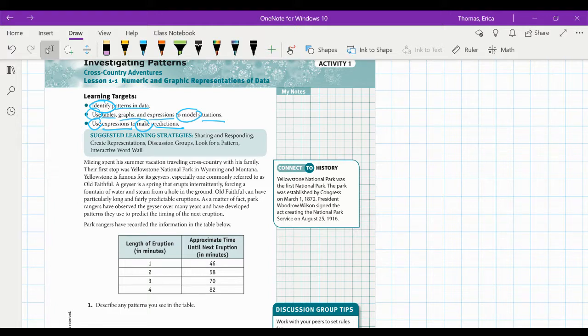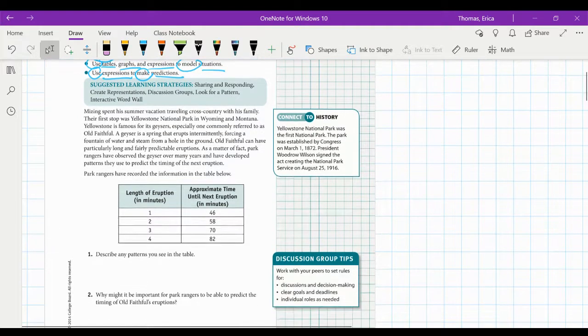As a matter of fact, park rangers have observed the geyser over many years and have developed patterns they use to predict the timing of the next eruption. Park rangers have recorded the information in the table below. Number 1 asks us to describe any patterns you see in the table. So, looking at the table, what patterns do we notice?